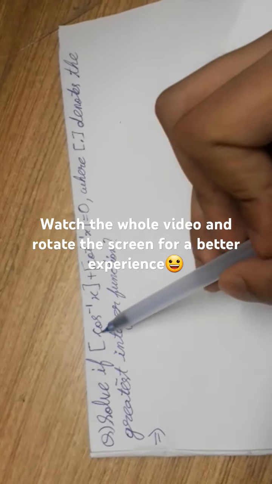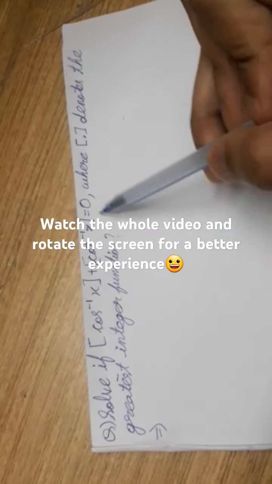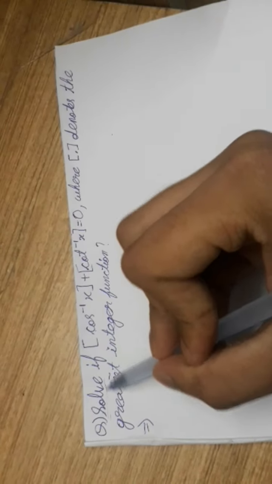Here in this question it states: solve if the greatest integer function of cos inverse x plus the greatest integer function of cot inverse x equals 0. We have to find x here.